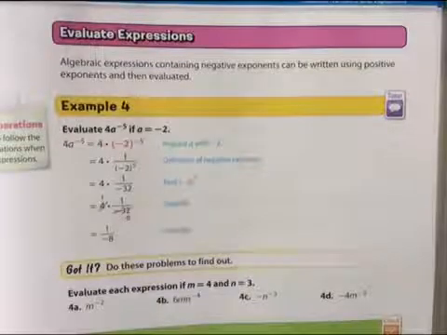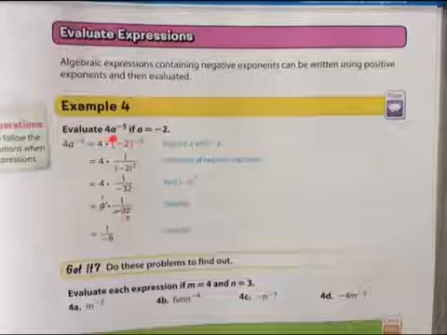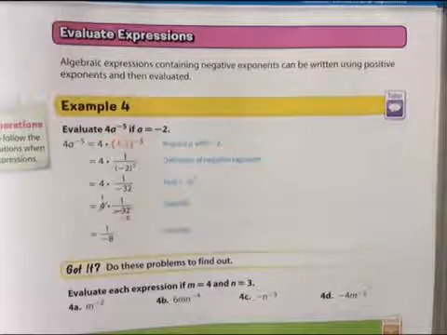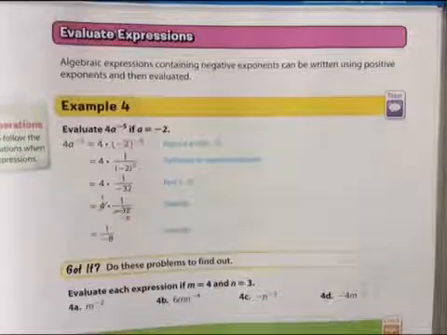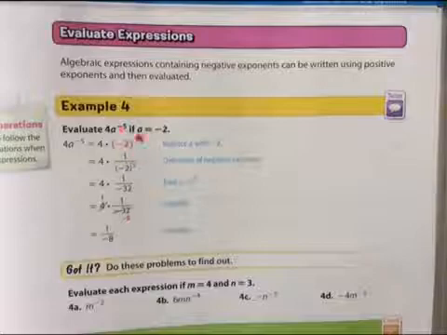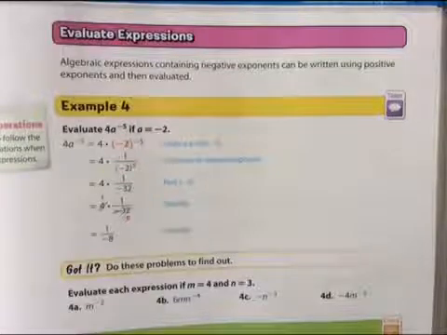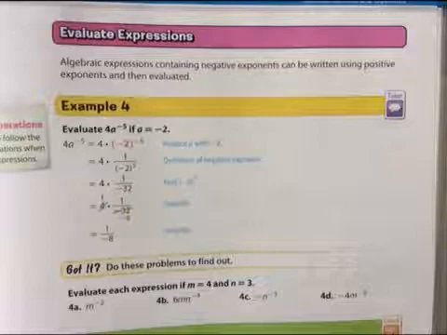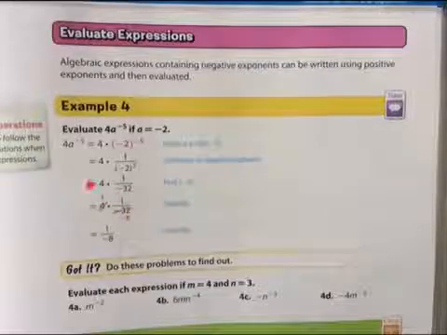Now, what we're doing here, boys and girls, is we're going to evaluate 4a to the negative 5th power, if a is negative 2. So what we do is we replace the variable, as you see there. We work with the order of operations, so we have to work with the exponents first, solve what the exponent means, and then multiply a whole number times a fraction, which we already know how to do.